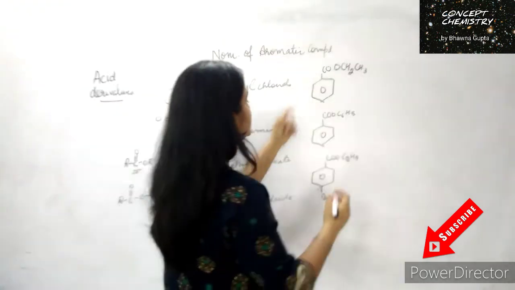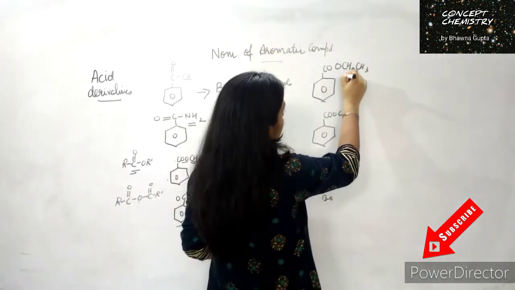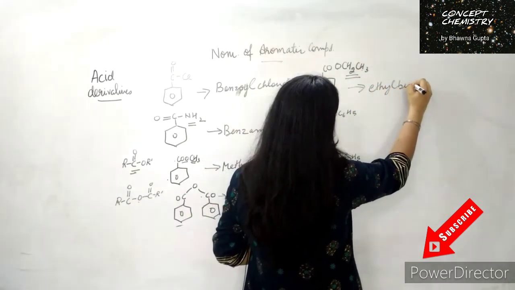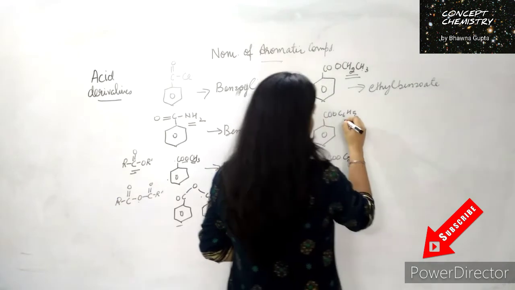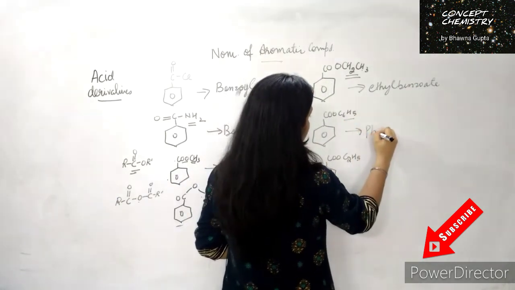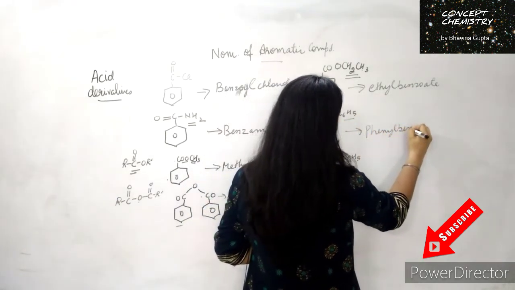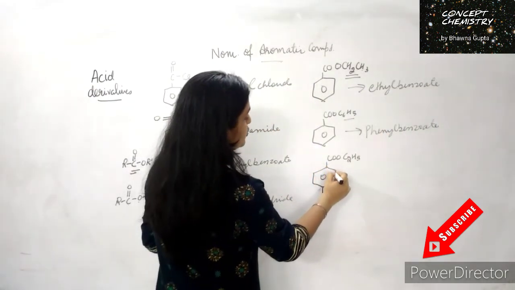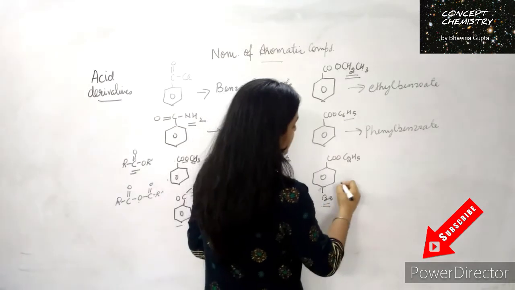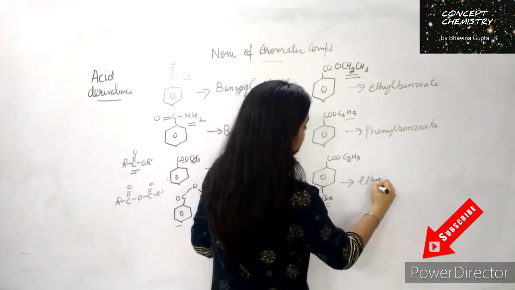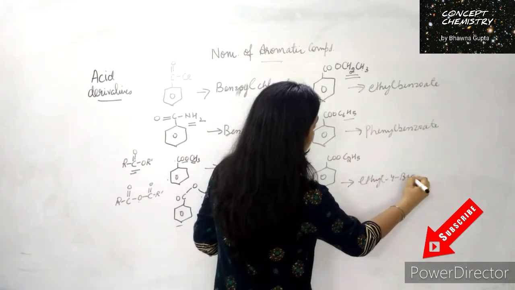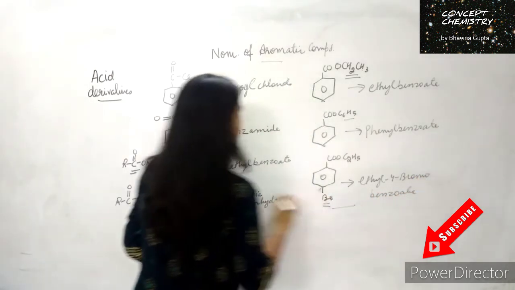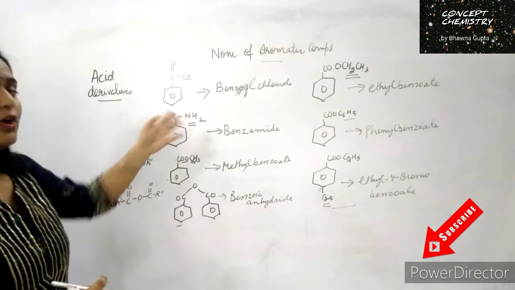Next we have, this is again an OH group, and this is ethyl. So this is ethyl benzoate. This is known as phenyl benzoate. So this is position 1, 2, 3, 4. At 4 what do we have? Bromo. Ethyl 4-bromobenzoate. I hope it is clear to you.